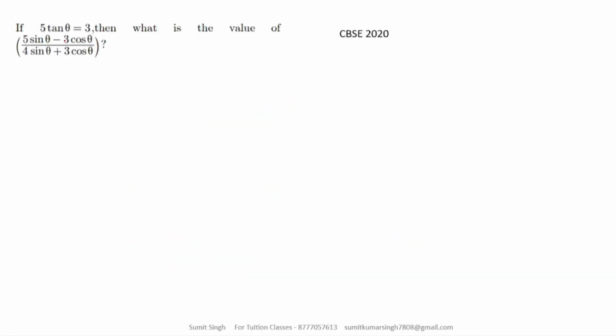In this question we have the value of tan theta as 3, and then we just need to find the value of this expression. So by using the equation, tan theta is equal to 3, so it will be equal to tan theta as 3 by 5.